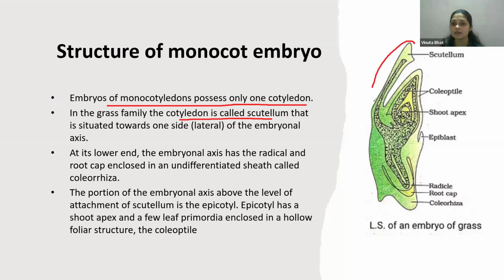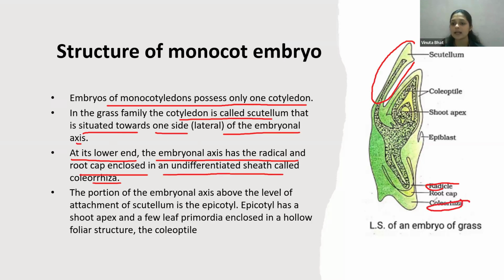This is the single cotyledon, which is situated towards one side of the embryonal axis, and at its lower end, the embryonal axis has the radicle. Its lower end has the radicle and root cap enclosed in an undifferentiated sheath, the coleorhiza. Here the root cap is covered with the structure coleorhiza.